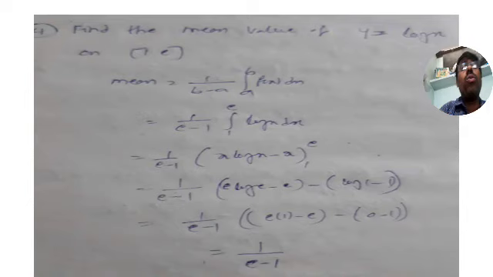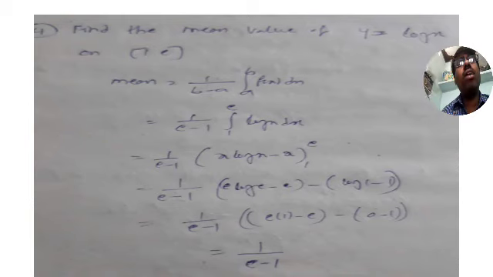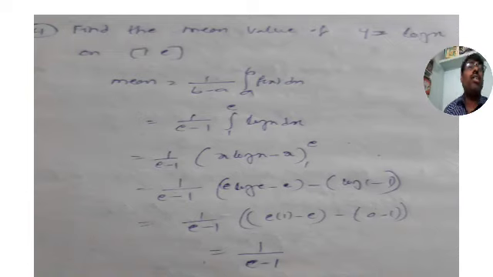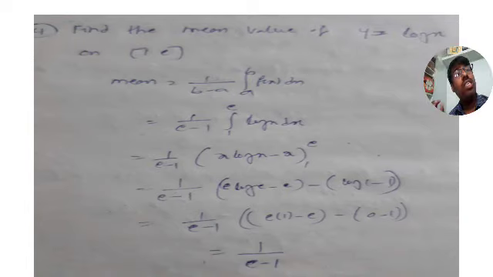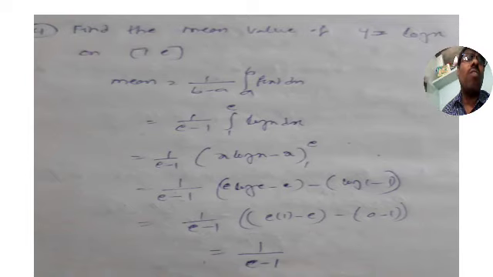Find the mean value of y is equal to log x on the closed interval 1 to e. I think it is clear? You can see it, though it is not so clear. So what is the function, guys? The function is y is equal to log x and the interval is 1 to e. So what is f of x? f of x is log x, a is equal to 1 and b is equal to e.